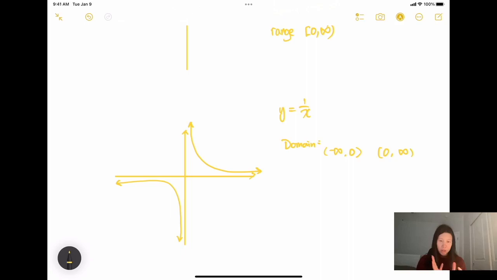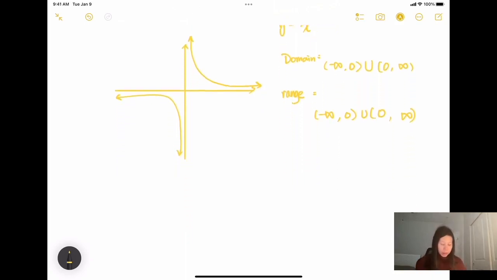So how can we combine these two sets? In math, we use this notation, which means union. So that means the domain is negative infinity to 0, not including 0, and then from 0 to infinity. Similarly for range, when you look up, we know that they can go to infinity. And when you look down, we also know that they can go to infinity. But the middle part is still missing, because y cannot be 0.